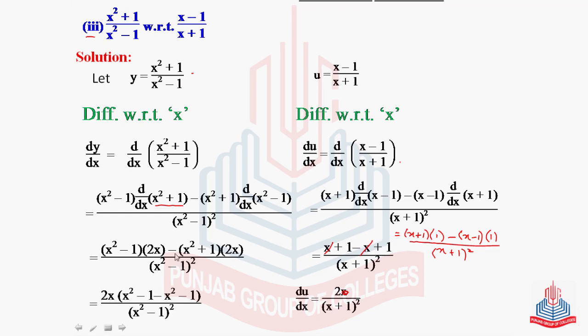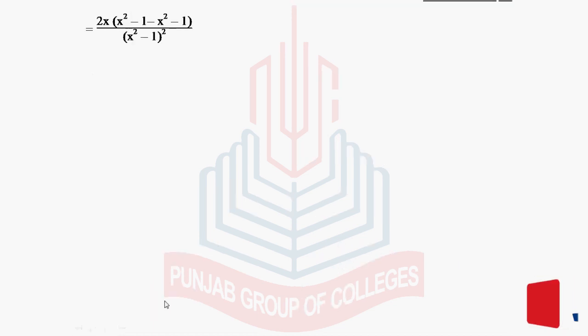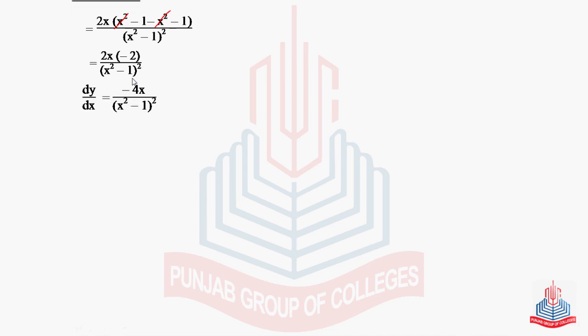2x will be the common factor from both of these two terms, so the remaining portion will be x square minus 1 and minus (x square minus 1), and this x square will be cancelled out. By cancelling this x square, we have minus 2x divided by (x square minus 1) whole square. So our required dy by dx will be minus 4x divided by (x square minus 1) whole square.